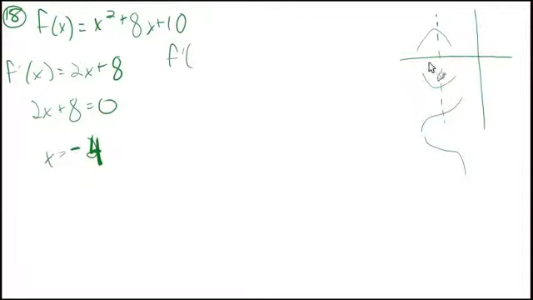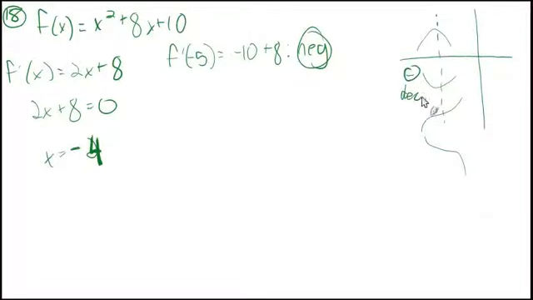F prime of something to the left of -4, so let's go with -5, is equal to -10 plus 8. That's negative. So negative slopes, it's decreasing on this interval. F prime of something to the right of -4. I like 0, always like 0. That's 8. That's positive. Okay, so we know that at this point we have a minimum, and that's what it was asking us to do. And if you want some confirmation that you did this all correctly, you could graph it on your graphing calculator and see that there is a minimum at -4.